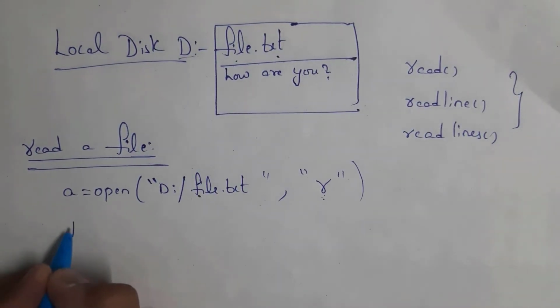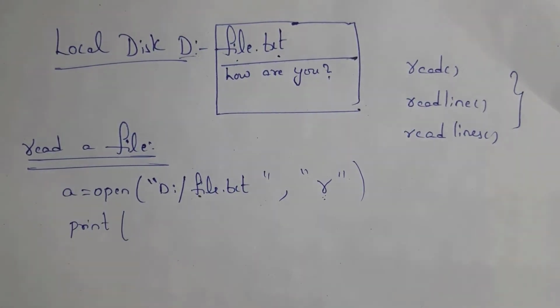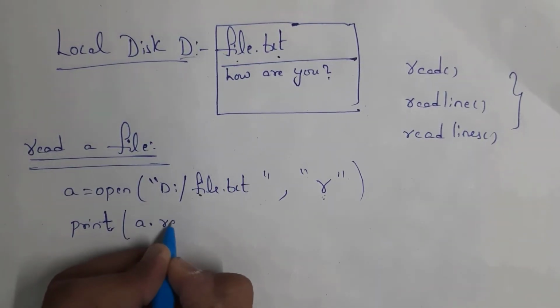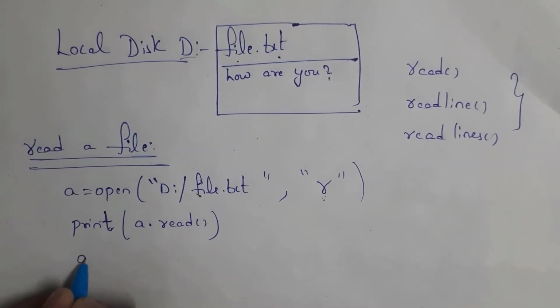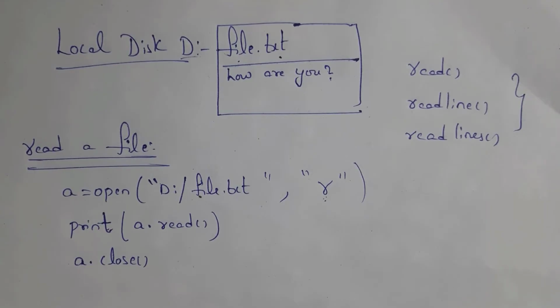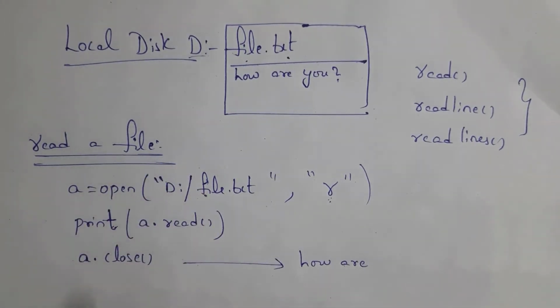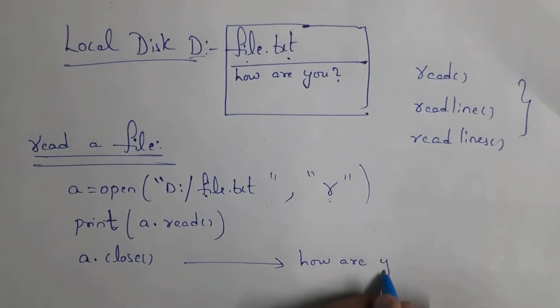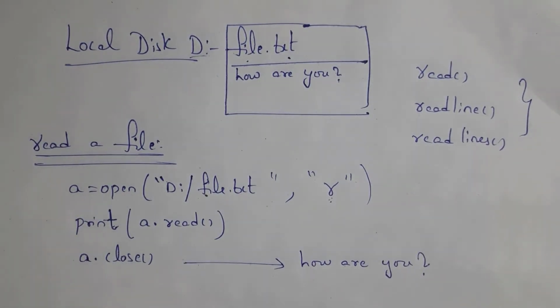Next write here print, because I want to print output. My file is present in object a, so just write here a.read. And at last we need to close our file. By using close method, we can close our file. Whenever you run this code, you will get output how are you, which is present in my file. This is how we read a file.